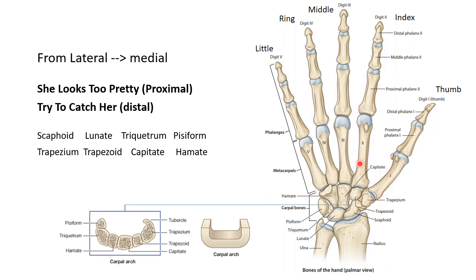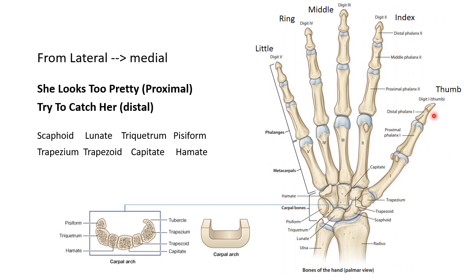Now the more distal bones, we have 5 long bones. These are the first bones that articulate with the distal row of the carpal bones, and we call them metacarpals. We have 5 metacarpals. How do we number them? We number them from the most lateral one. This is called the first metacarpal bone, second, third, fourth and fifth.